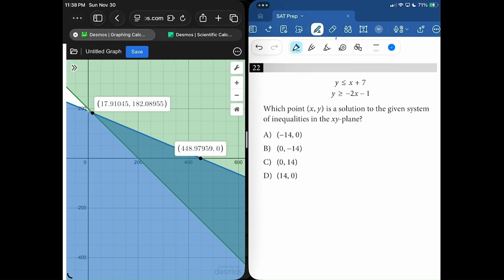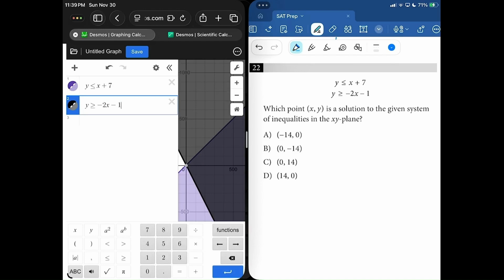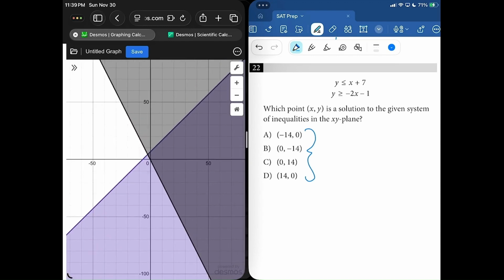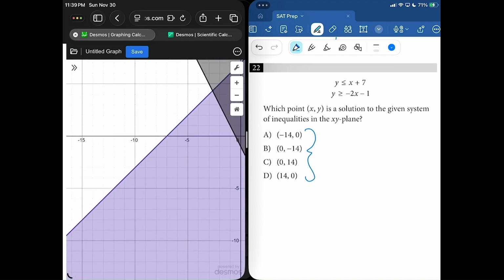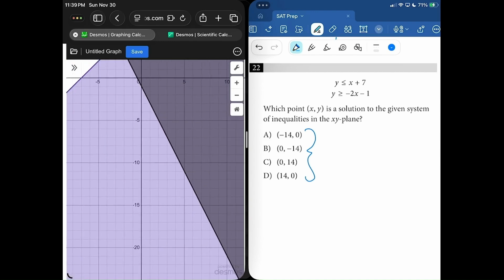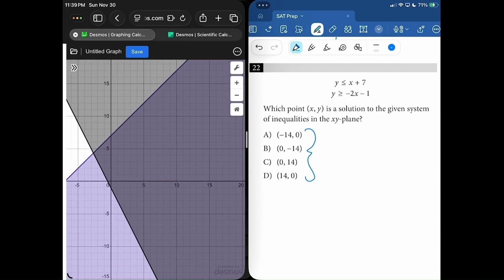Which point (x, y) is a solution to the given system of inequalities in the xy-plane? So since we have Desmos pulled up, we'll go ahead and type these into the platform as well. So here they are plugged in, and what we are going to be looking for is the overlapping portions and seeing which one of our points falls within that region. So (-14, 0) is not going to fall within our region. That's going to be to the left. (0, -14) is also not in our range. That's only in the light purple. (0, 14) is only within the gray region, so it has to be (14, 0).